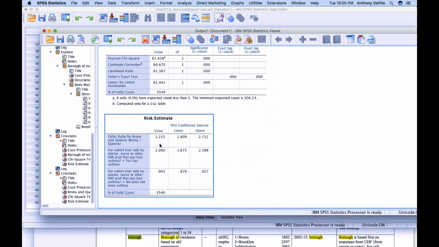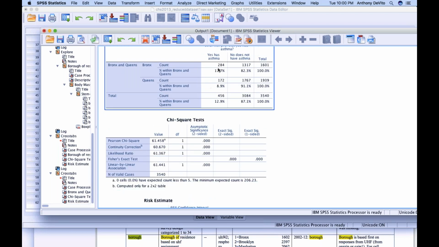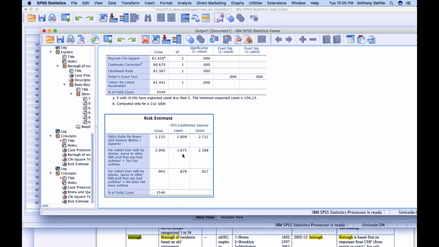In fact, this also tells us that the risk is twice as great. Here's the relative risk, which is 17.7 divided by 8.9. You're twice as likely to have asthma if you live in the Bronx versus if you live in Queens. Or phrased another way, which is more commonly used, the odds of your having asthma in the Bronx are 2.21 times as great as they are for people living in Queens.